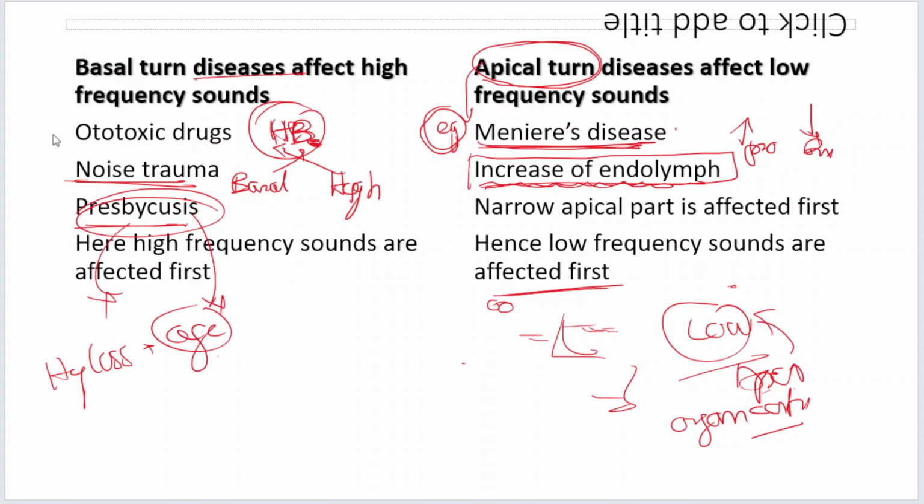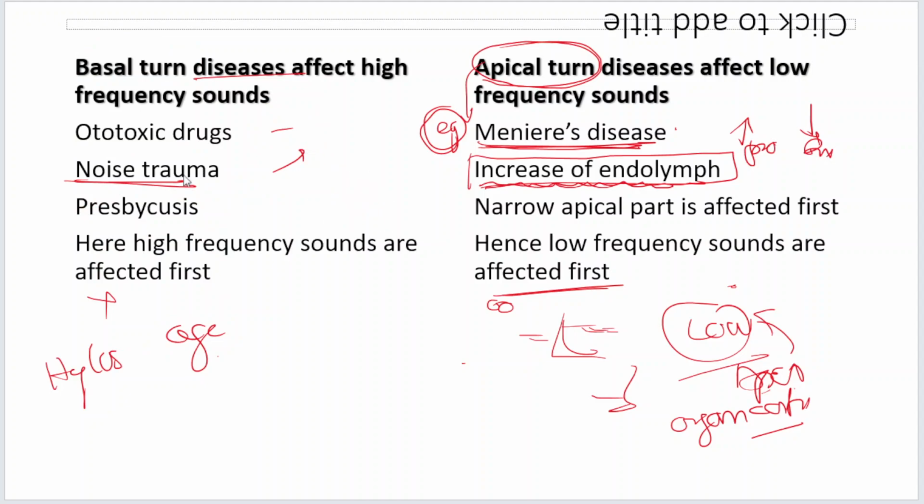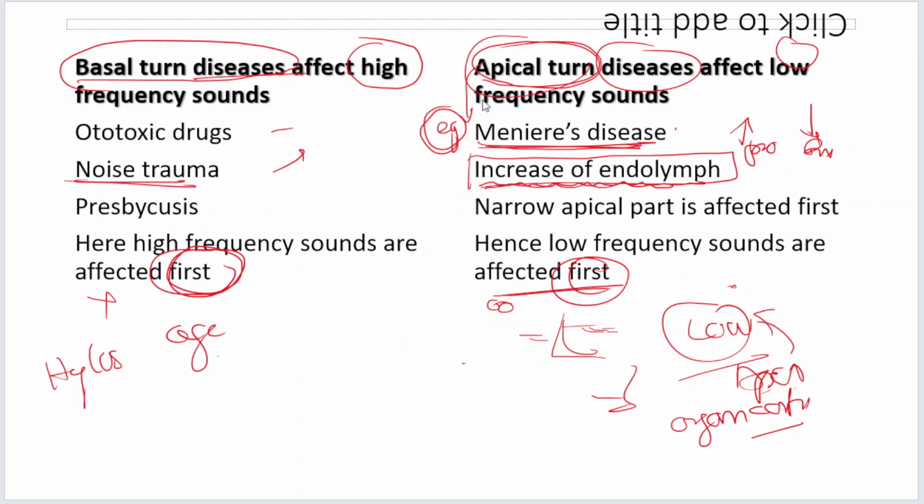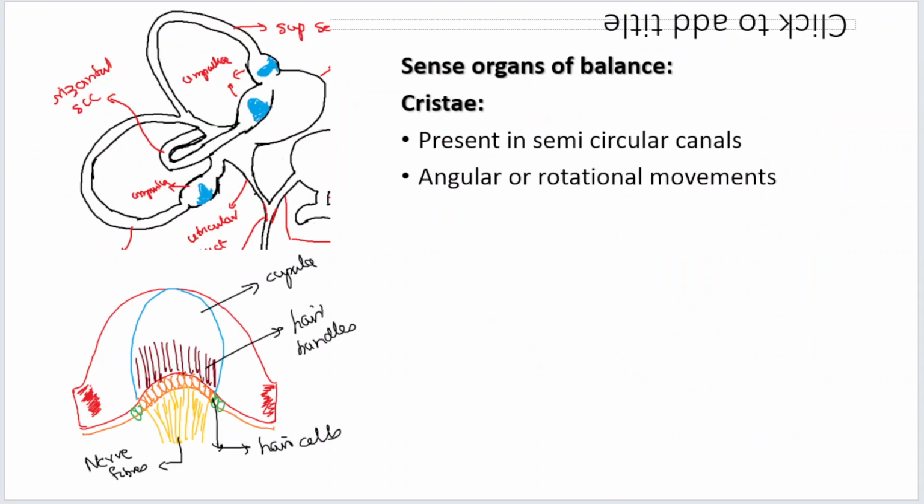Okay, so where are we now? Basal turn of the cochlea diseases affect the high frequency sounds first. Apical turn diseases affect low frequency sounds first. The example for apical turn is Meniere's disease. Examples for basal turn diseases are ototoxic drugs, noise trauma, and presbycusis. Okay. I hope I have not bored you.